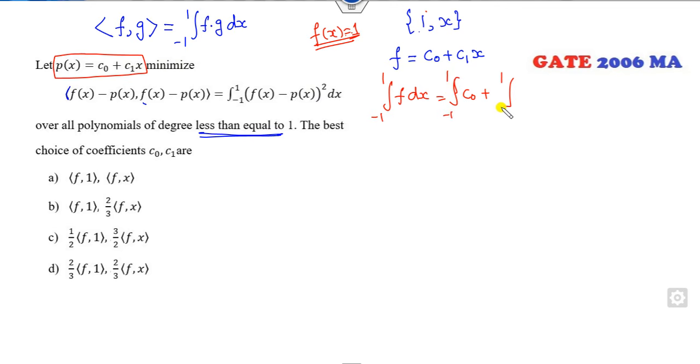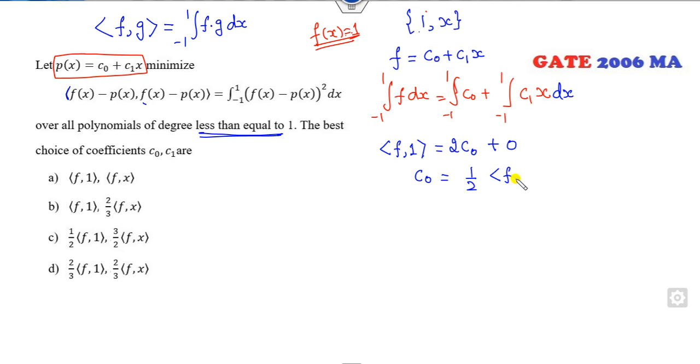C0, minus 1 to 1. So what is the answer of this? If you look at this term, it can be written as f comma 1. Fine. What is the integration of this? It is 2 times C0. This is the odd function, so it is 0. So can you find the value of C0?